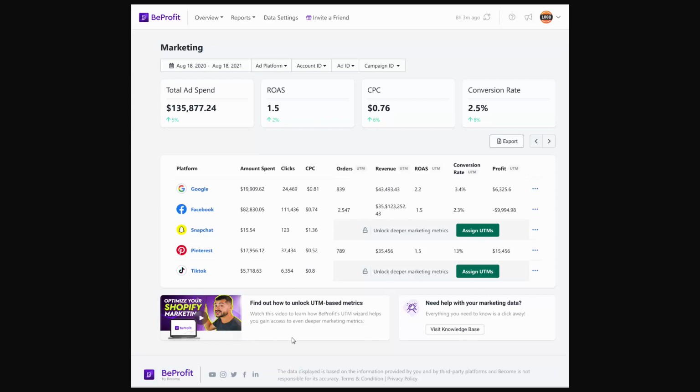And you see there's some great training over here. For example, how to use UTM-based tagging to really unlock all of the deep tracking that is fully integrated into this type of e-commerce tracking. So we have the ability literally to track revenue over here, and sales, and conversion rate, and ROAS on a per platform basis. So really all about making those better data-driven decisions.